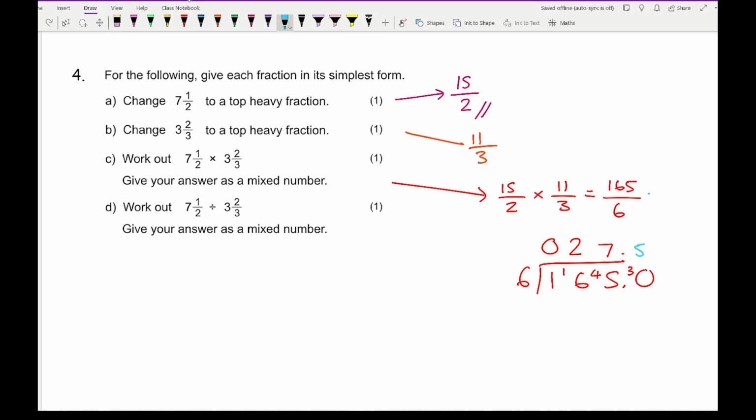And then we just need to write this as a mixed number. So here what I've got is 27.5. And there is our final answer for C.